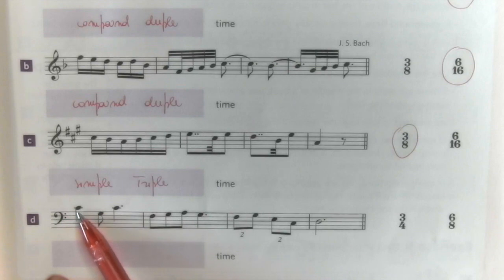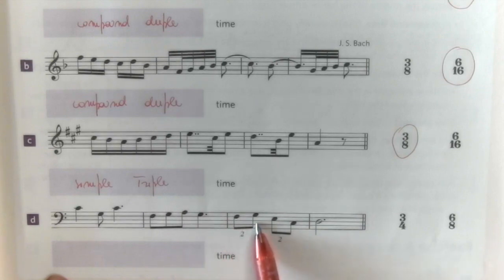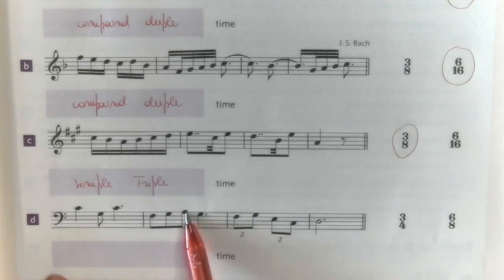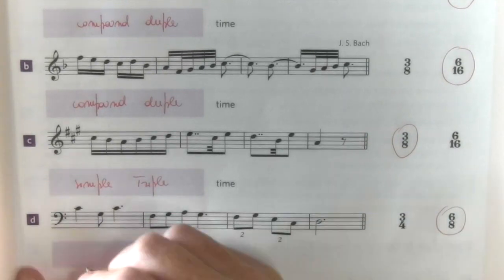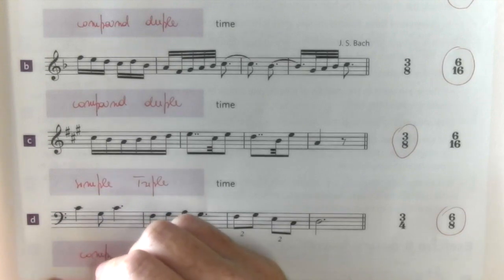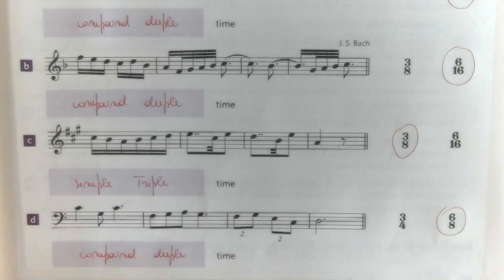Last one. This is definitely a compound time. Look at here. When do we have 3 quavers standing on their own? And when do we have a duplet? When 2 quavers are not enough. So how many quavers in a bar? 1, 2, 3. 1, 2, 3. 6/8. When you see 6 it is a compound duple time. So compound duple time. I hope I'm not going too fast.